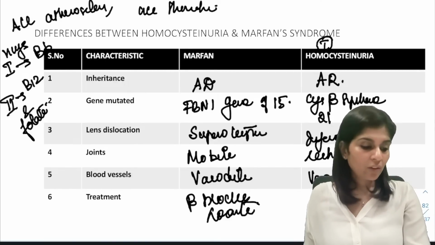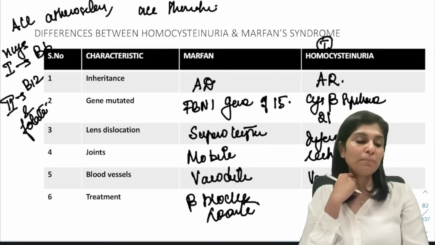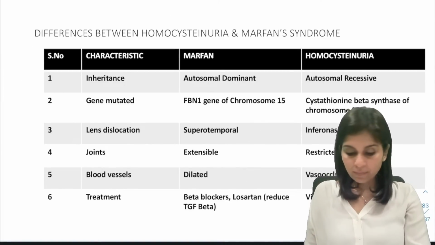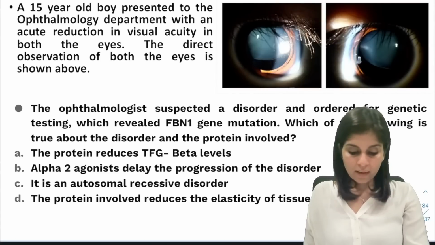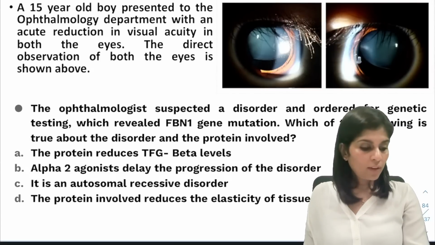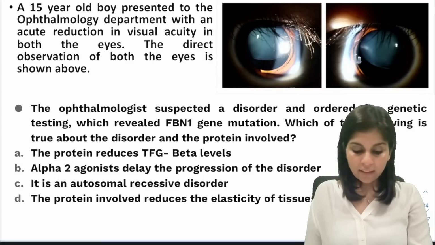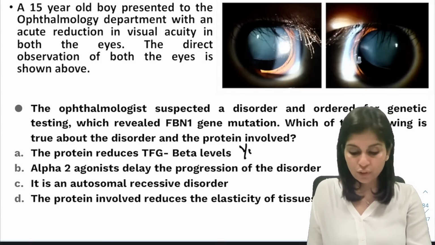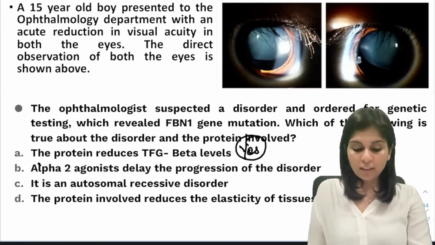Yeah, very good. In homocystinuria, you can also see mental retardation. You're right. So tell me, what is the right answer? The right answer is the protein reduces TGF beta levels. Is that true? Yes, it is true. Alpha 2 agonist is false. Beta blockers.